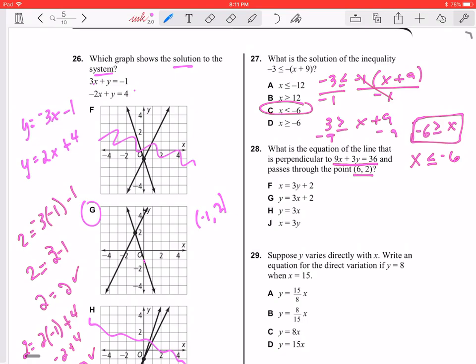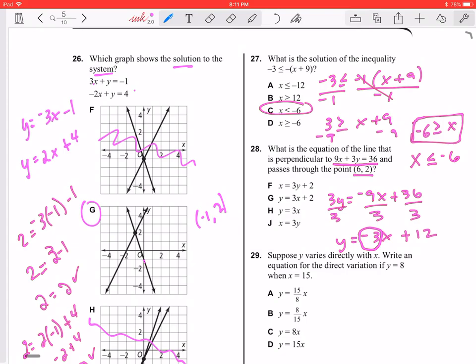So I'm going to move that 9x to the other side. So that's going to be 3y is equal to negative 9x plus 36. Divide by 3, divide by 3, divide by 3. y is going to be equal to 9 divided by 3 is negative 3x, and then 36 divided by 3 is going to be plus 12. So what we want to pay attention to here is our slope.